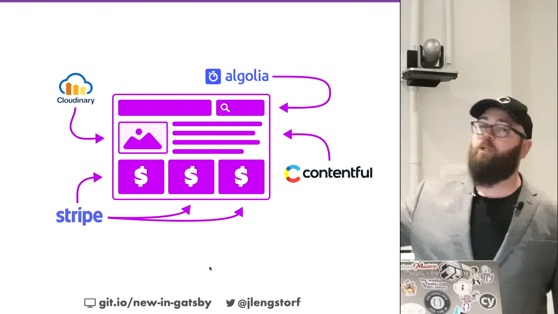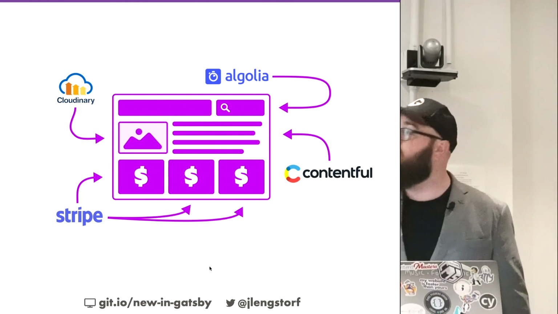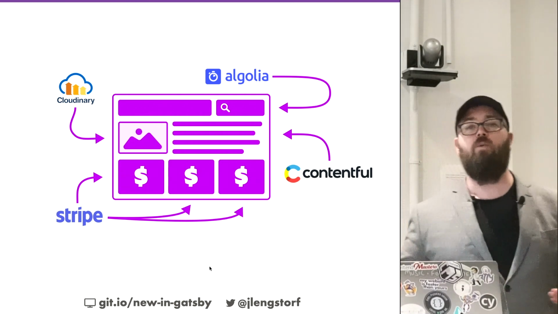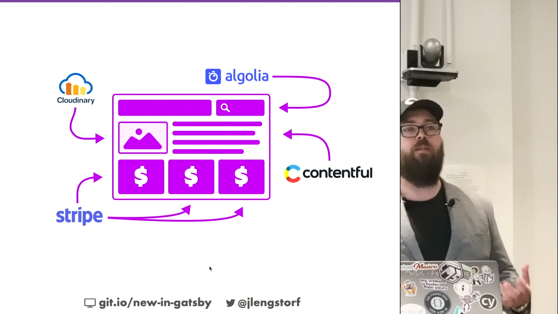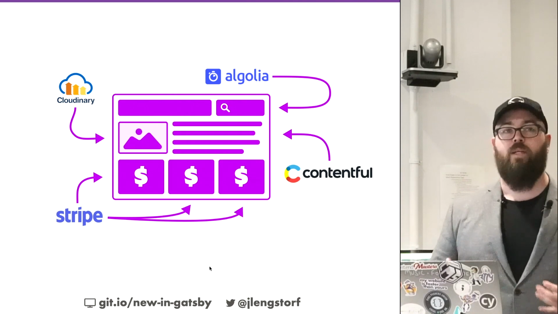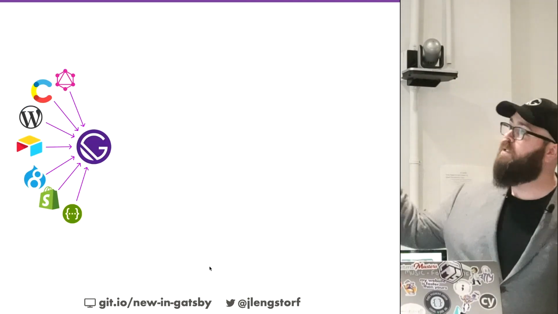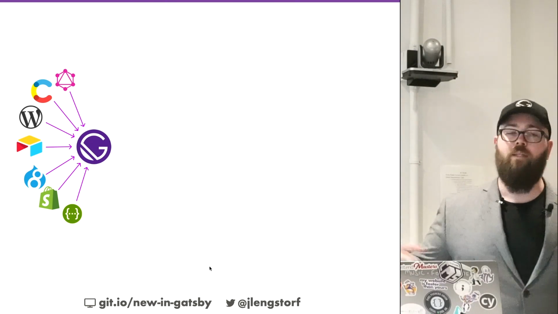But if you want to do search, you grab Algolia. If you want to do image assets, you grab Cloudinary. If you want to manage content, use Contentful. You want to do e-commerce, use Stripe. You use the tool you want. You use the tool that's best for your use case, and then you stitch them all together to get a great content experience. How this works in Gatsby is that you pull any content you want into Gatsby.